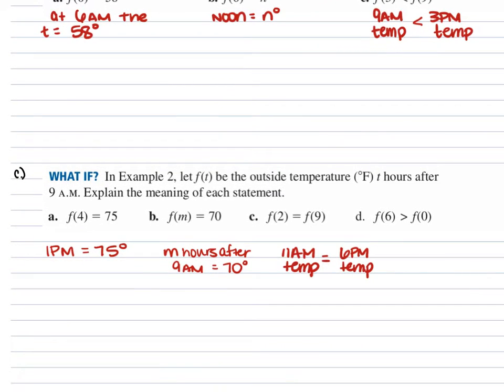And then for D, we have f of 6 is greater than f of 0. So 9 a.m. plus 6 hours, that's 3 p.m., is greater than, so the temperature at 3 p.m. is greater than the temperature at 9 a.m.